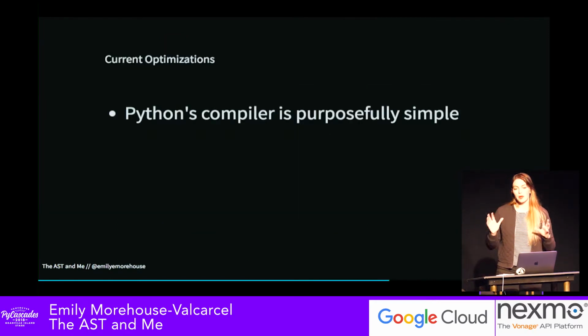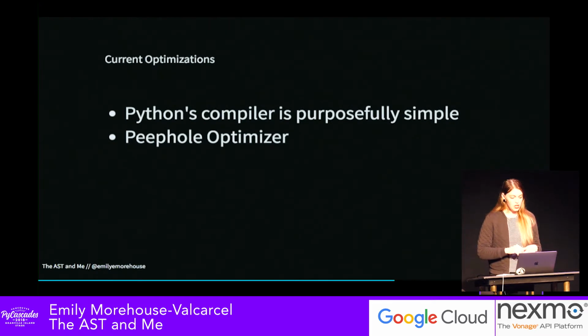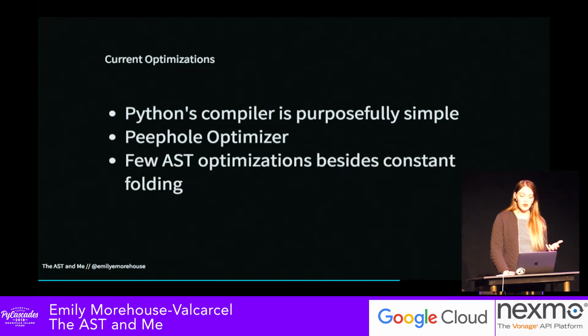So Python's compiler is purposefully very simple, or at least as simple as it can be at this point. The best way to optimize Python is to actually switch out your interpreter entirely. So that's why things like PyPy, Jython, Cython, the list goes on, actually exist. Python, the language, can be completely independent of the implementation used to bring the language to life. So one optimization that does exist is the peephole optimizer, which we'll go through. And otherwise, there are very few AST optimizations that occur besides something called constant folding.